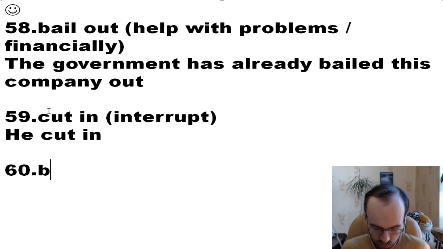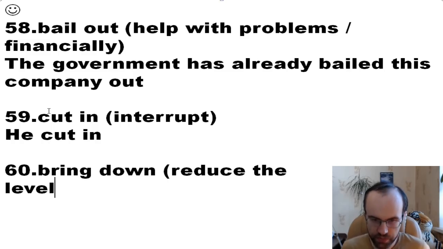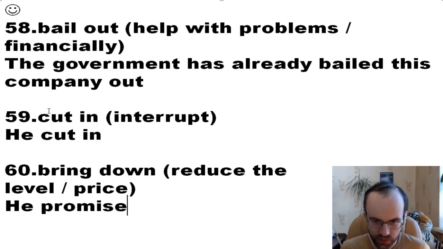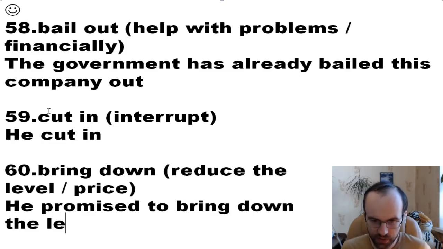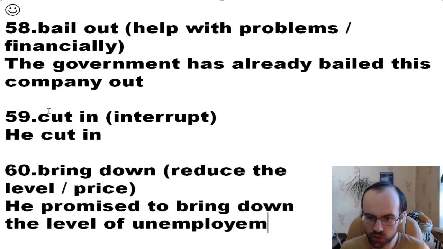Bring down. Reduce. Reduce maybe the level or the price. He promised to bring down the level of unemployment. But maybe they were only false promises. They were only false promises, who knows, to bring down the level of unemployment.